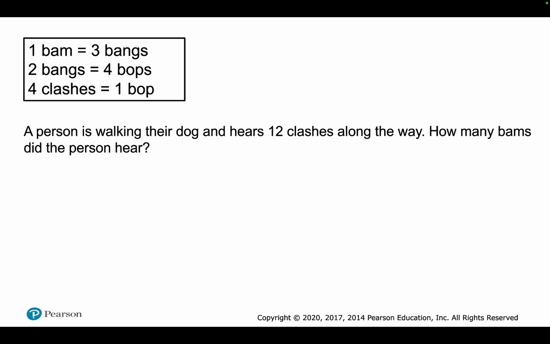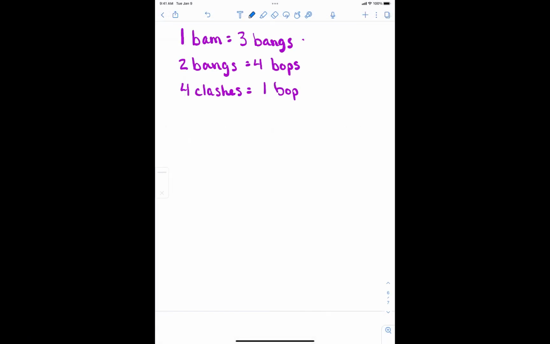A person is walking their dogs and hears 12 clashes along the way. How many bams did the person hear? Okay, so again, the problem reads, a person is walking their dog and hears 12 clashes along the way. How many bams did the person hear? So I would start again by saying, okay, we have 12 clashes. Go ahead and put in my railroad kind of chart to get me started, and I know that at the end I want to end up with bams.